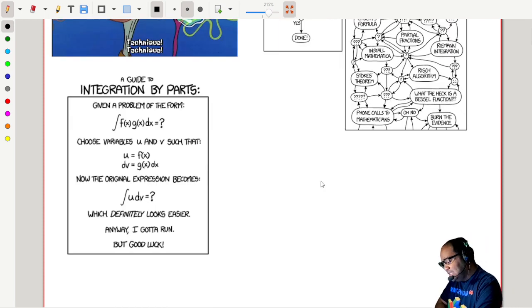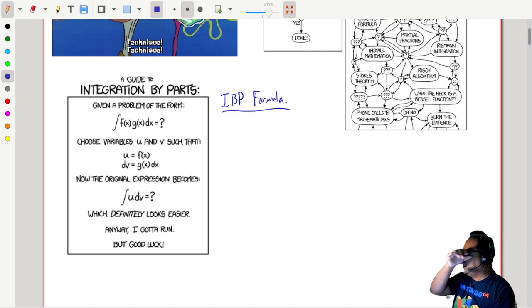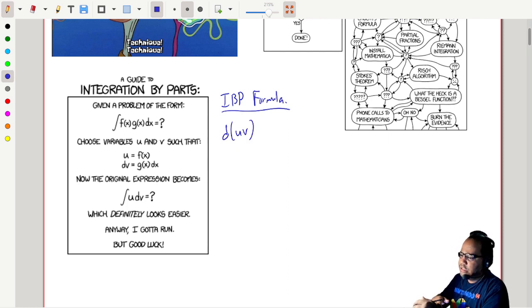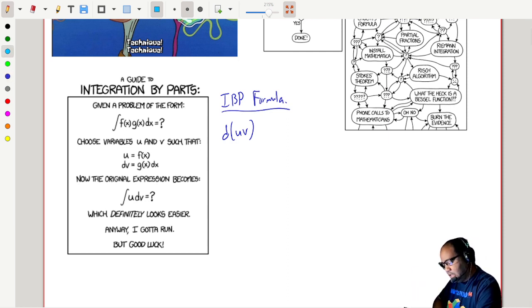Well, let's start. The IBP formula, and I definitely can't spell. So let's develop the IBP formula. Let's first start with, say, the differential of u times v. Think about this as u and v being functions of x. So interpret this as u is a function of x, and v is a function of x.